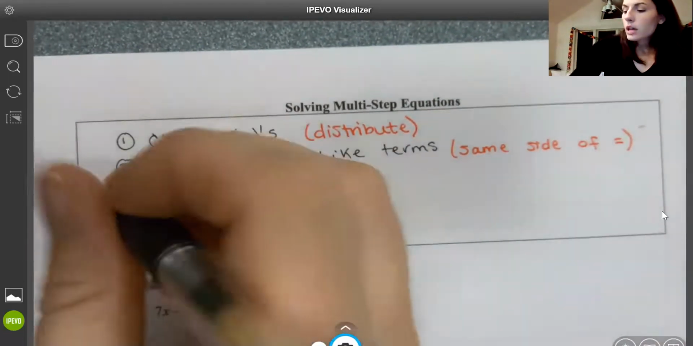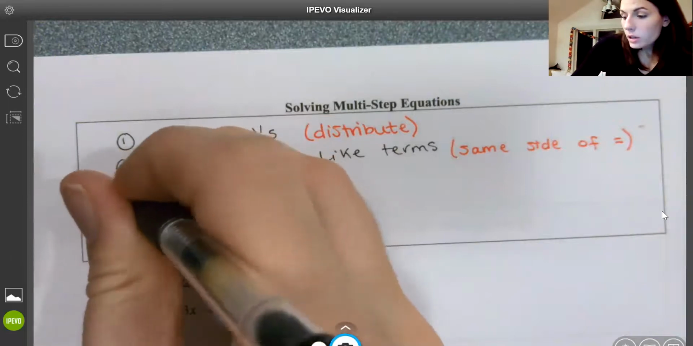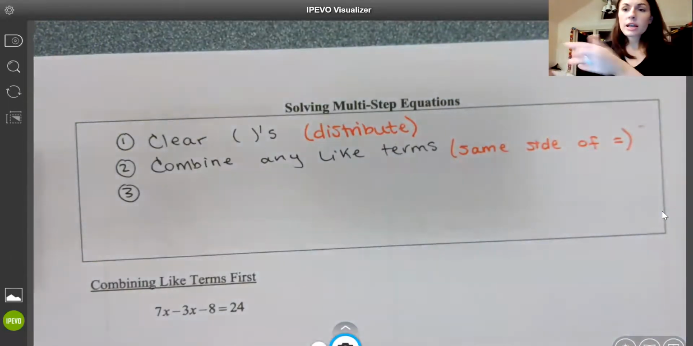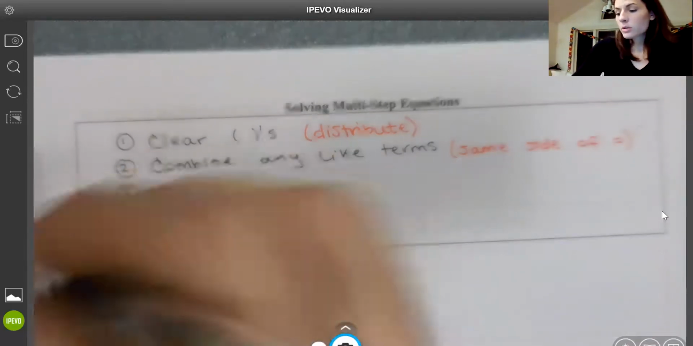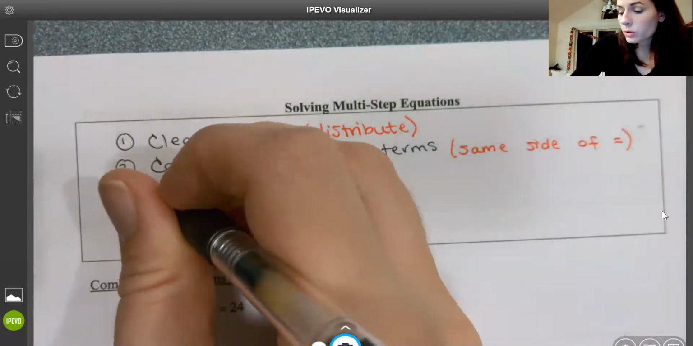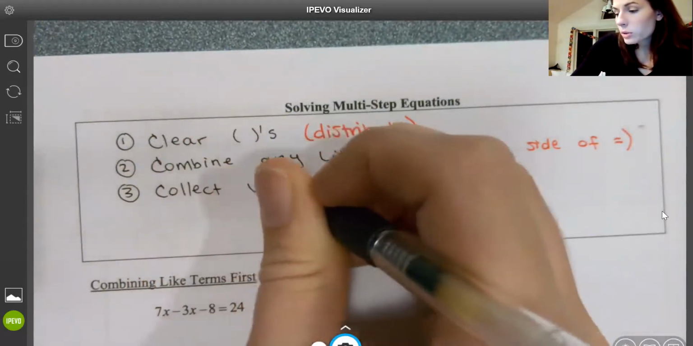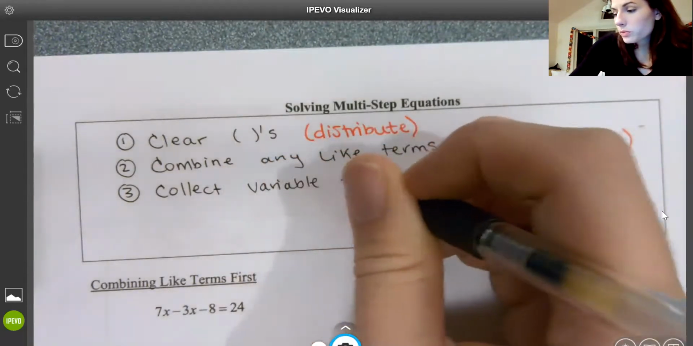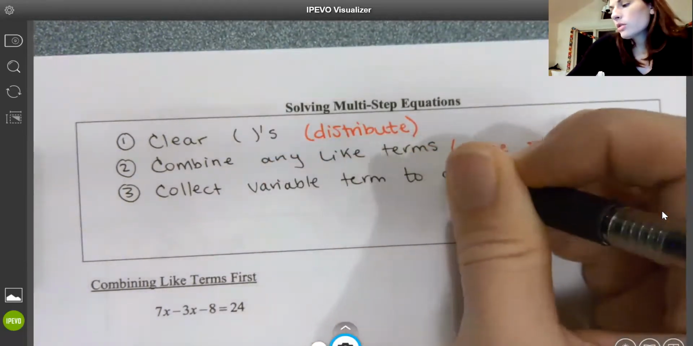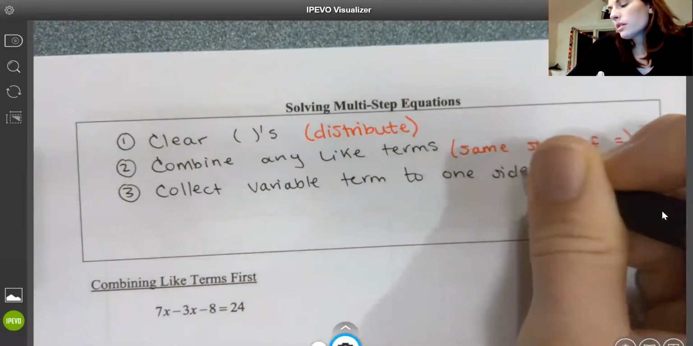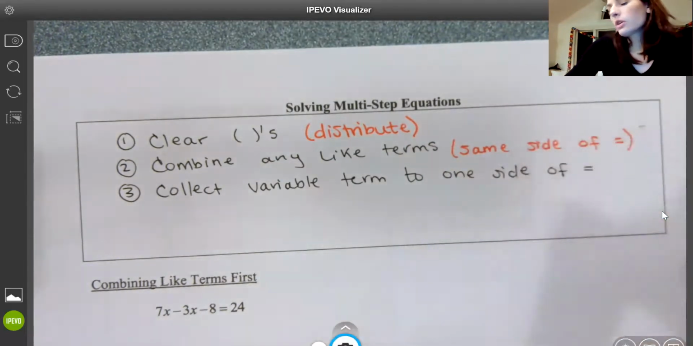Okay. And then we want to, before we start to isolate a variable, we have to have that variable only in one spot. So the next thing we're going to do is we want to make sure that our variable is only on one side. So collect variable term to one side of the equation.